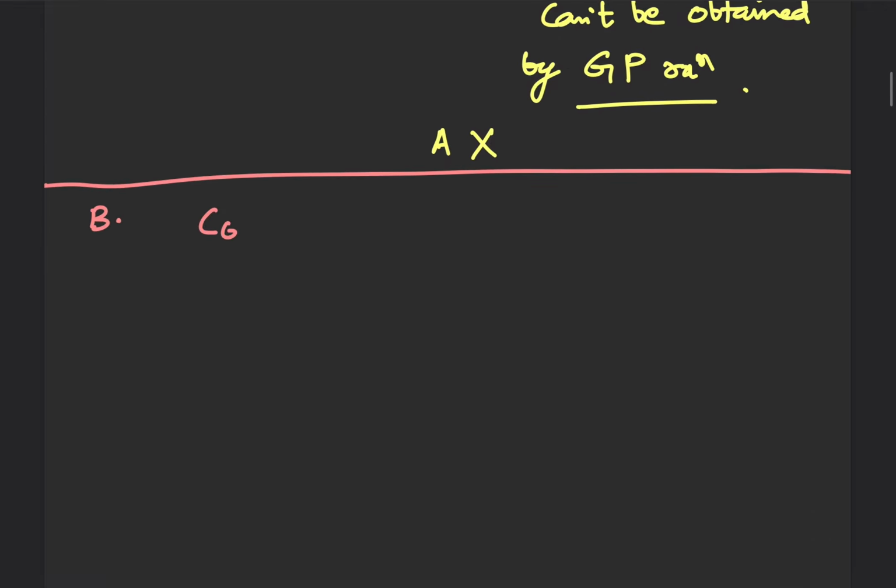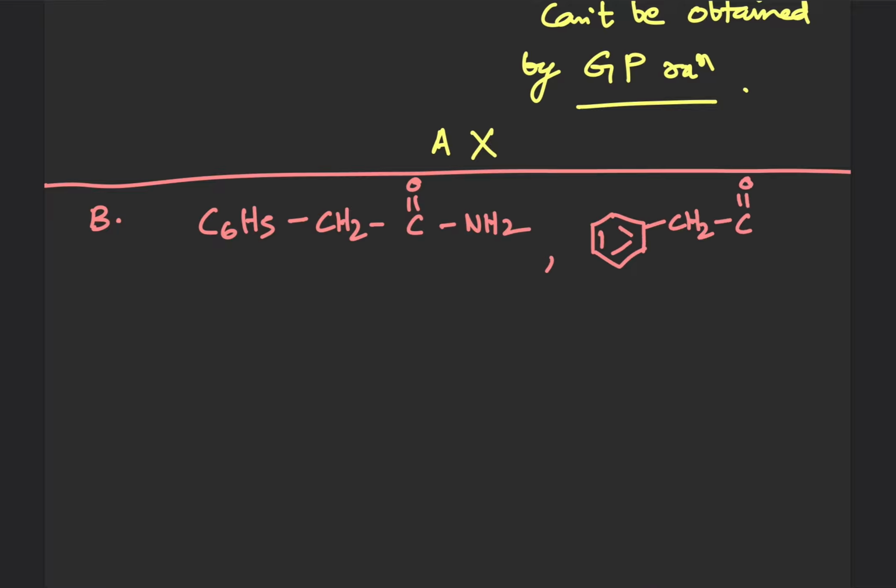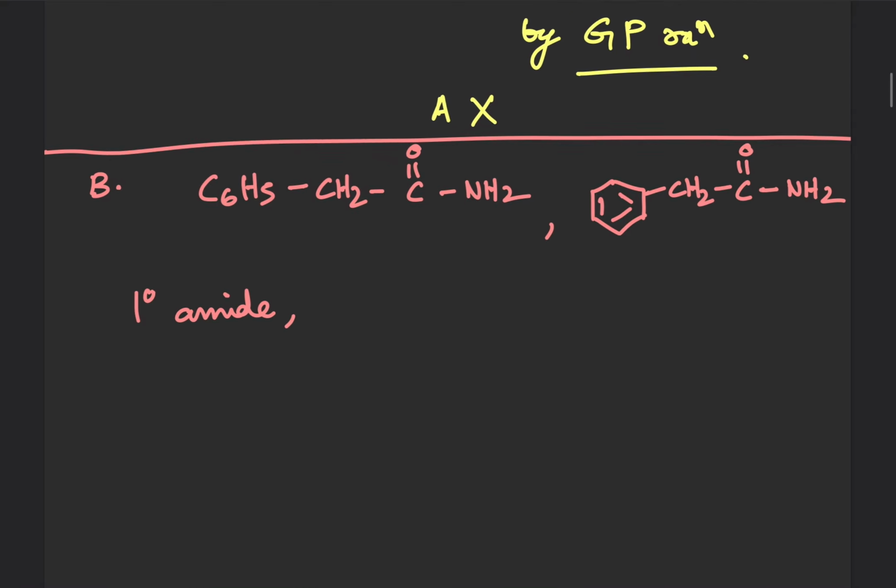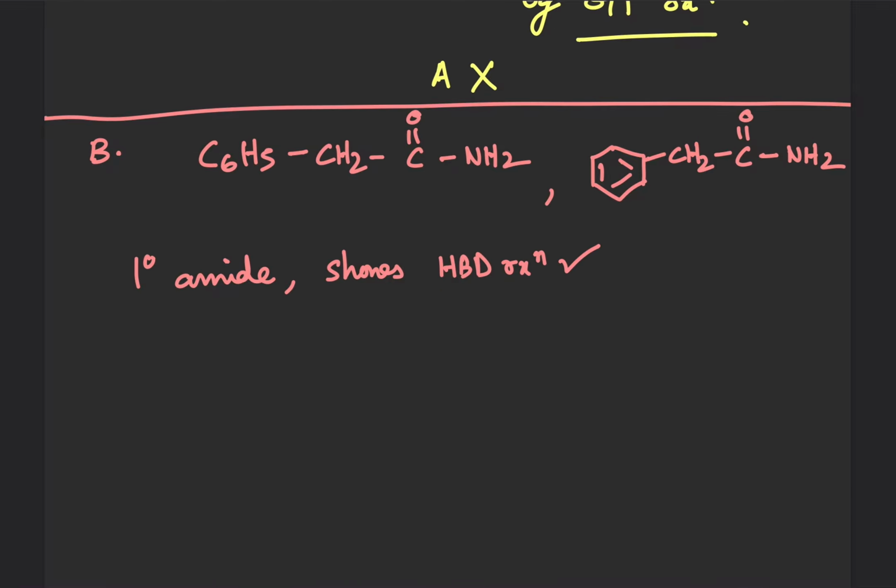So B is C6H5 CH2 C double bond O NH2. Okay, or you can also draw it like this: benzene ring CH2 C double bond O NH2. So it's a 1-degree amide as nitrogen is attached to one carbon. Okay, so therefore it shows Hoffman bromamide degradation reaction. Okay, and the product will be an amine having one carbon less. So therefore the product will be benzene ring CH2 NH2.